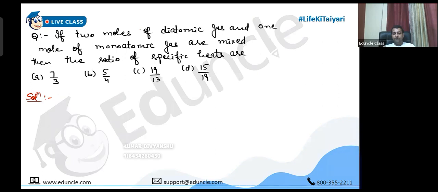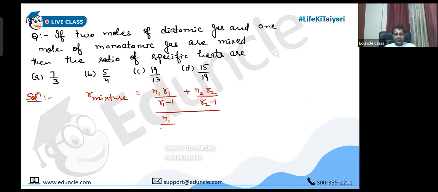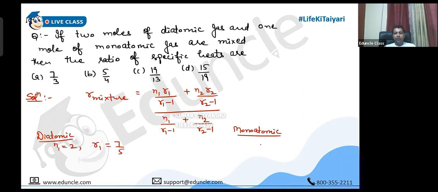Let me give you the shortcut formula. You can note down gamma mixture. It is N1 gamma 1 by gamma 1 minus 1, plus N2 gamma 2 by gamma 2 minus 1, when two gases are mixed. N1 by this, N2 by this. This is the way. So in our case, N1 is 2 moles. And what is gamma 1 for diatomic? This. And for monatomic, 1 mole. And gamma 2 is 5 by 3, 1 plus 2 by F, 1 plus 2 by 3, 5 by 3.